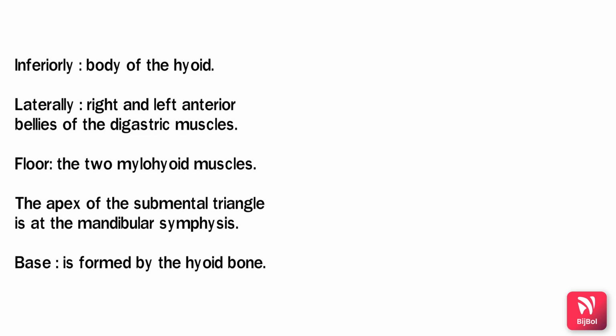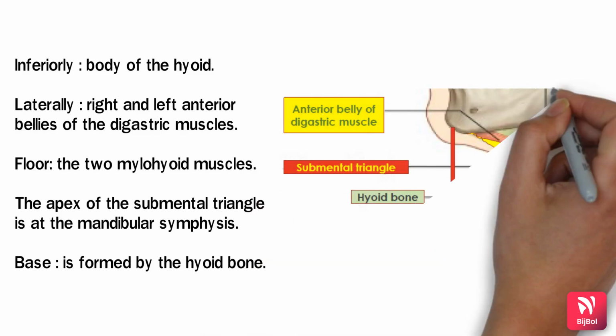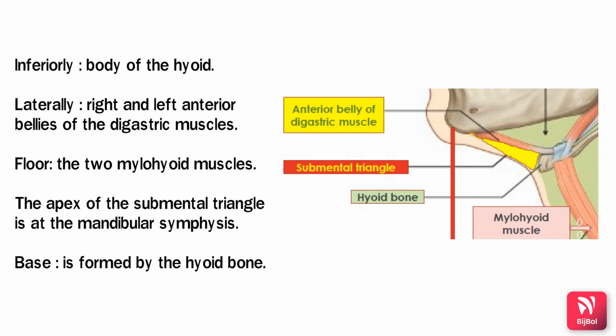submental triangle. Don't get confused between the inferior border and the base. The inferior border is the body of the hyoid bone, whereas the base is formed by the hyoid bone. In this diagram, the yellow color demarcation is the submental triangle. Laterally lie the right and left anterior bellies of the digastric. The floor is formed by the mylohyoid muscle as seen in the diagram and the base is formed by the hyoid bone. So these are the boundaries of the submental triangle.